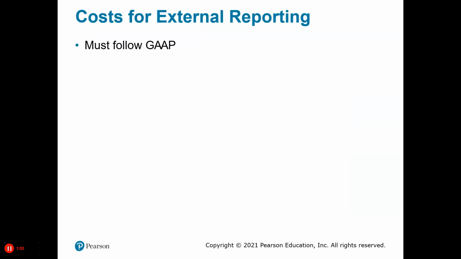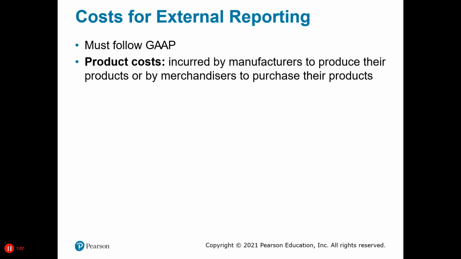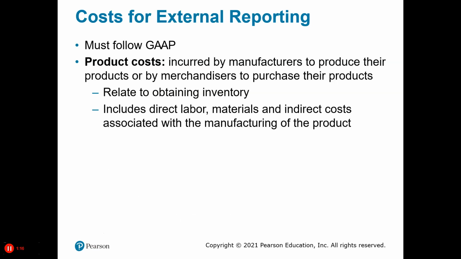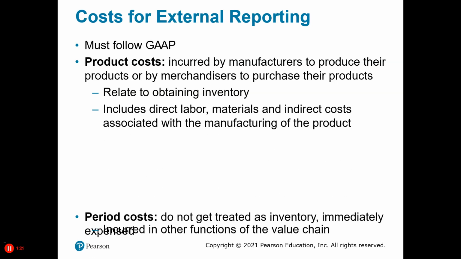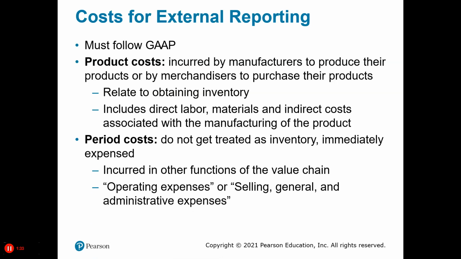Now, for external reporting, and we must follow GAAP, we have two types of manufacturing costs. We have the product costs. These are incurred by the manufacturer to produce their product. They are treated as an asset called inventory until they're sold, and it includes direct labor, materials, and indirect costs associated with making the product. Period costs do not get treated as inventory; they are immediately expensed. These are all the other costs that are incurred along the value chain, such as operating expenses.